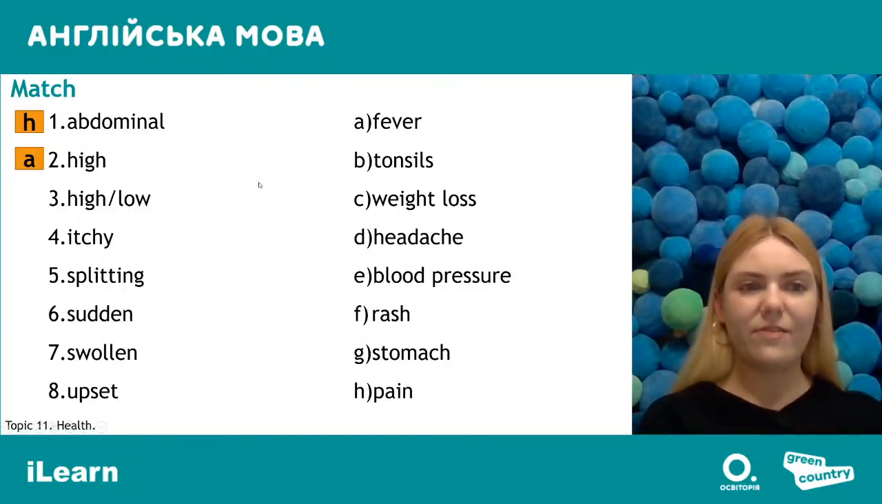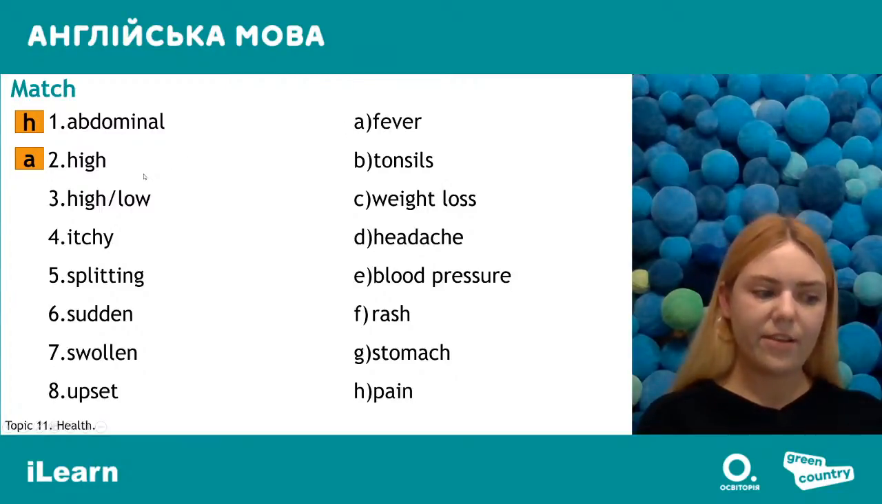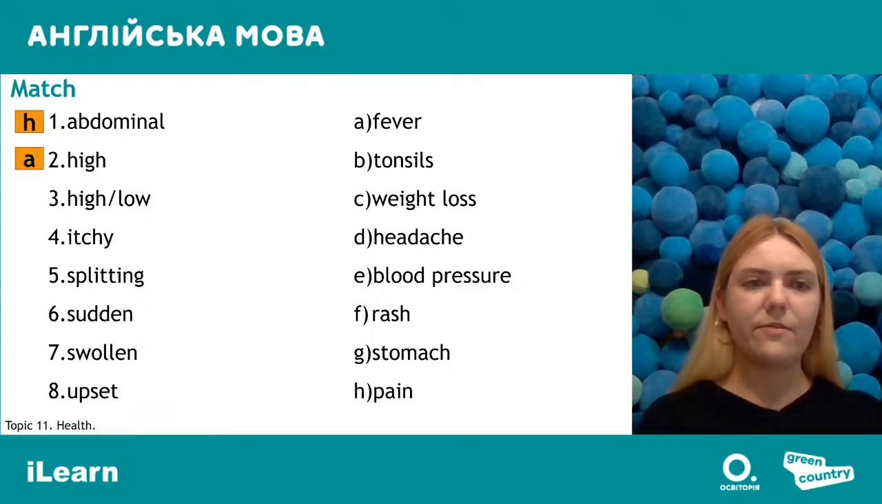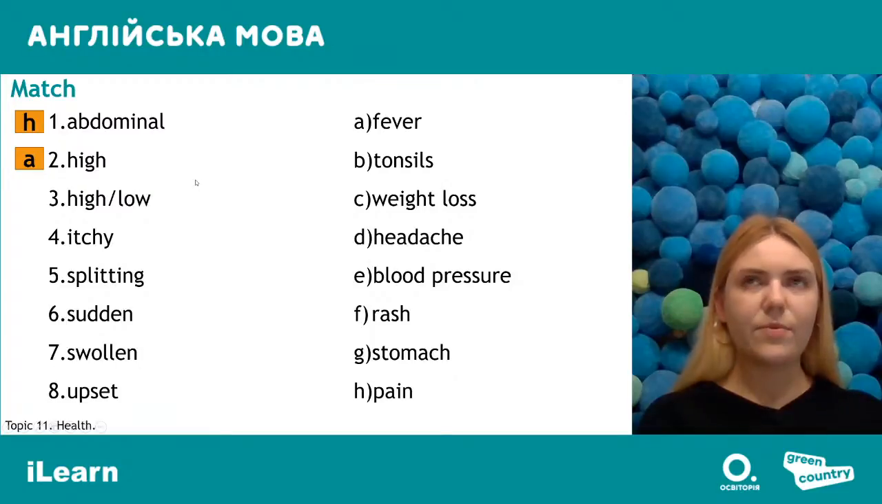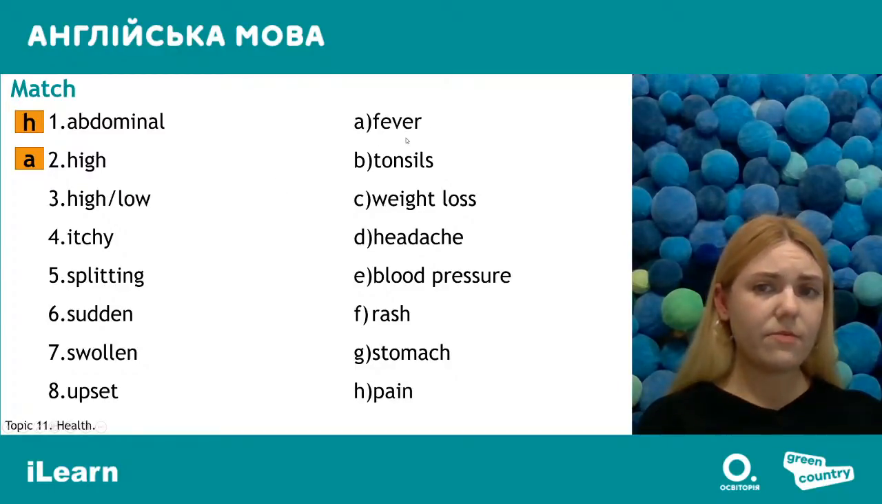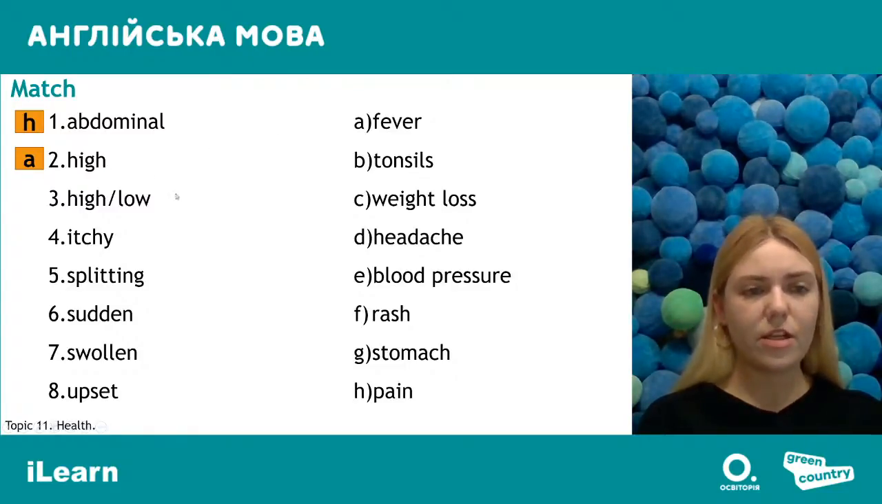Right, high fever. So fever, it's лихоманка, жар. So high fever, it means very, very high temperature. So we can say slight fever. Slight fever, it's when you have 37.1 or 37. And high fever, it's when you have 39, like 40 degrees. Дуже висока температура. А ми можемо сказати просто fever. Це також буде означати висока температура, але high fever підсилює, означає прям дуже-дуже висока.